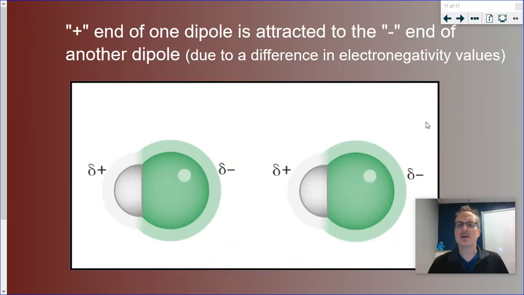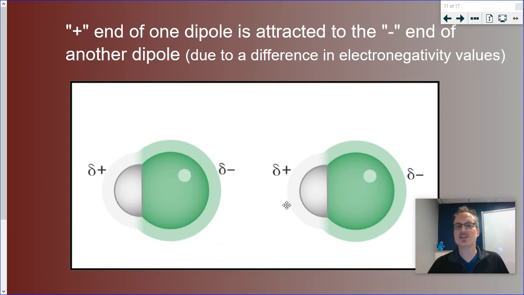Now, because we're talking intermolecular forces, this is the forces between molecules. So I'm putting more than one HCl on here. I've got one HCl, I've got another HCl, and you can see where the positive end of this HCl's dipole is attracted to the negative end of this other HCl dipole. That means there's a force here.